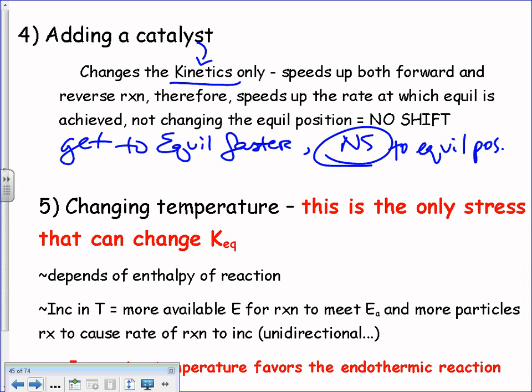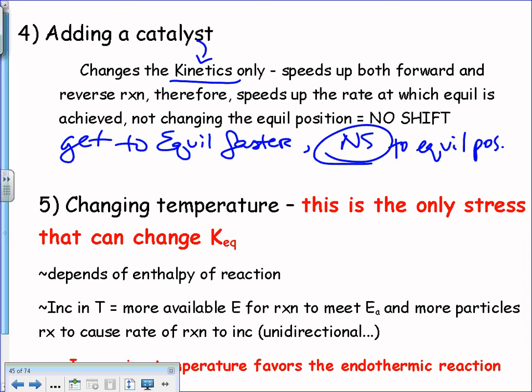The temperature one is the one I just spent all the time on. And there's some writing to do on that one, so I'll stop talking. So these are methods of helping to explain your take on Le Chatelier's.